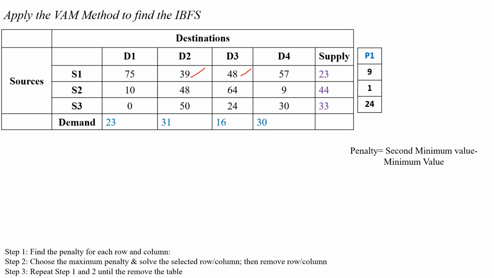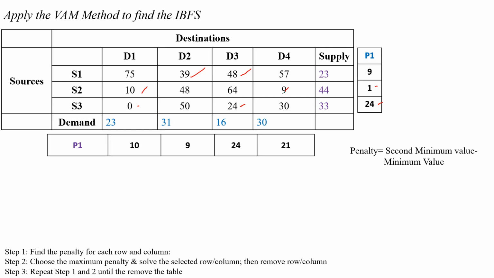In the second row the minimum value is 9 and the next minimum value is 10. So the penalty equals 10 minus 9, which is equal to 1. In the third row the minimum value is 0. The next minimum value is 24. So 24 minus 0, the penalty equals 24. Similarly, we have to calculate the penalty for each column. So in the first column, D1 column, the minimum value is 0 and the next minimum value is 10. So the penalty is 10 minus 0 equals 10.